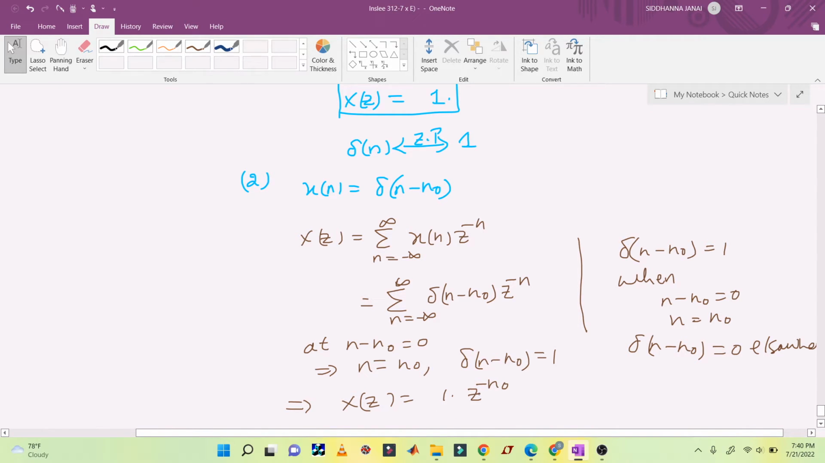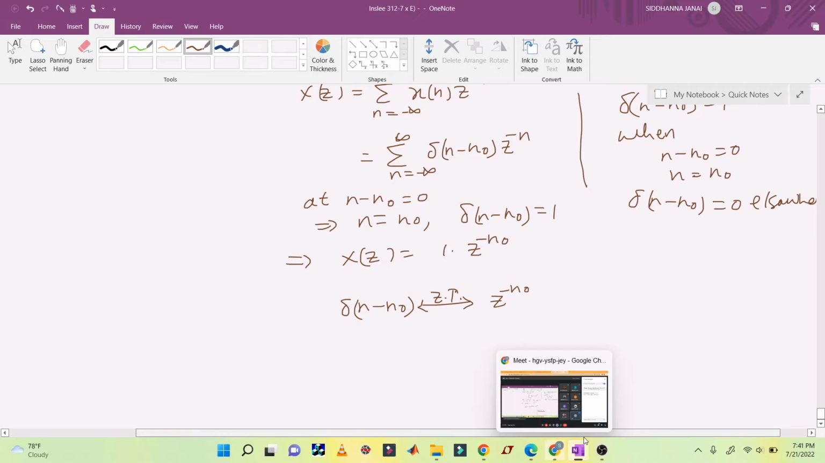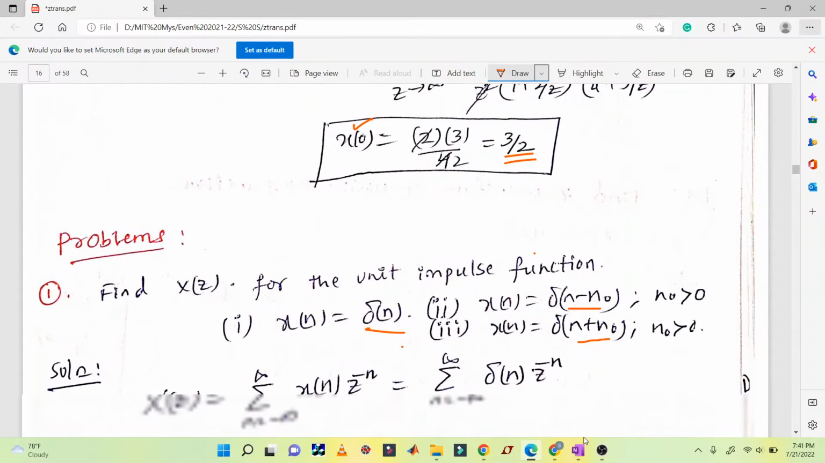Okay, so now we can conclude easily that if we have delta of n minus n naught as our input for the z transform, the z transform of this will be z to the power minus n naught. You can see the same result.